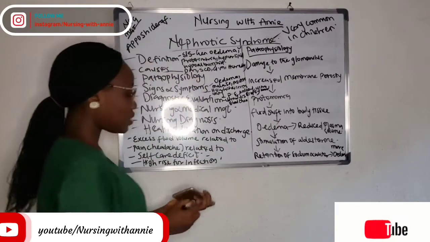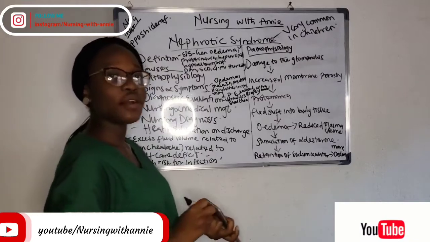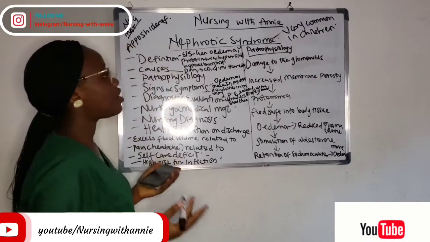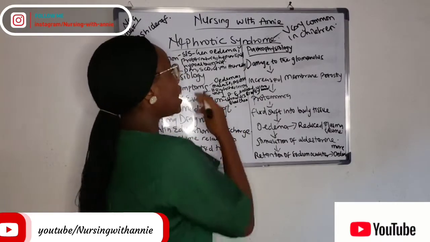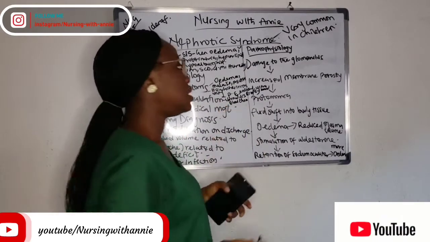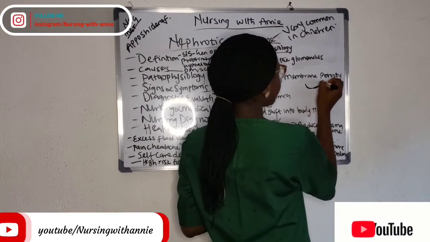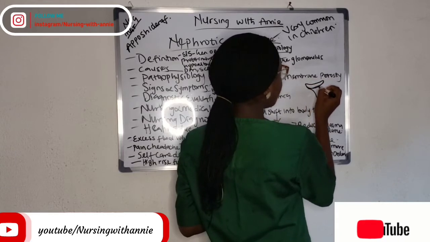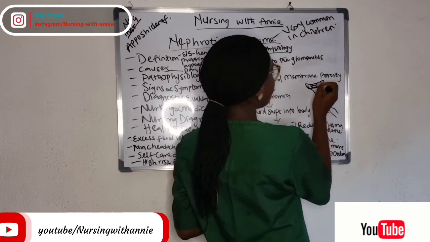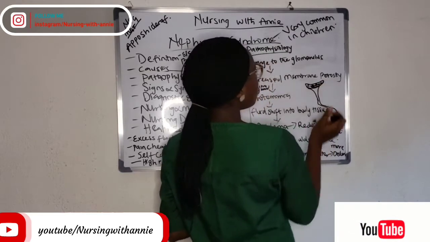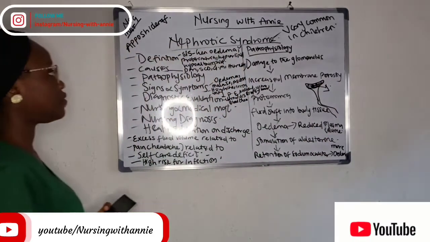Nephrotic syndrome is actually a condition in which there is damage to the glomeruli of the kidney. If you are very conversant with the anatomy of the kidney, you know that the nephron is the basic unit of the kidney, and this is how the nephron looks like. Something like this, and so here is the glomeruli. So when there's a damage to the glomeruli here, this is what causes nephrotic syndrome.